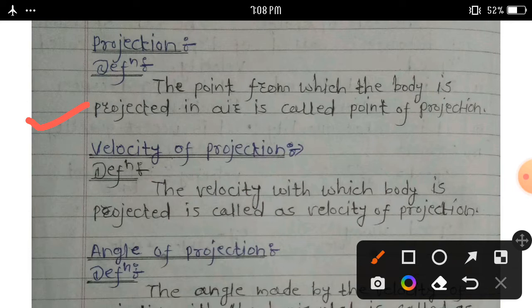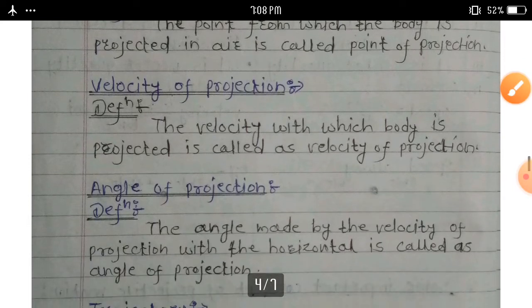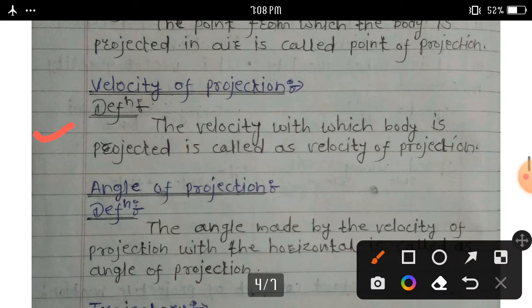Then we consider the next definition, velocity of projection. Definition: the velocity with which a body is projected is called the velocity of projection.